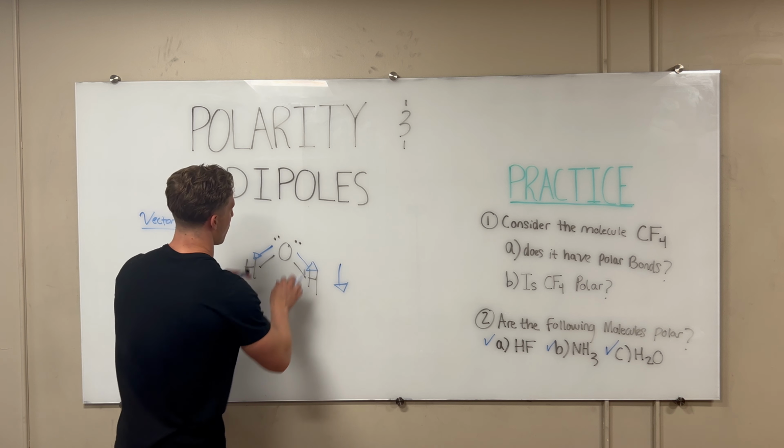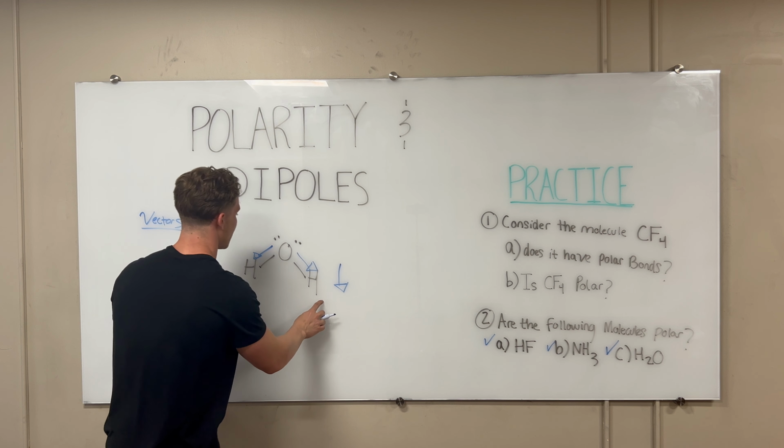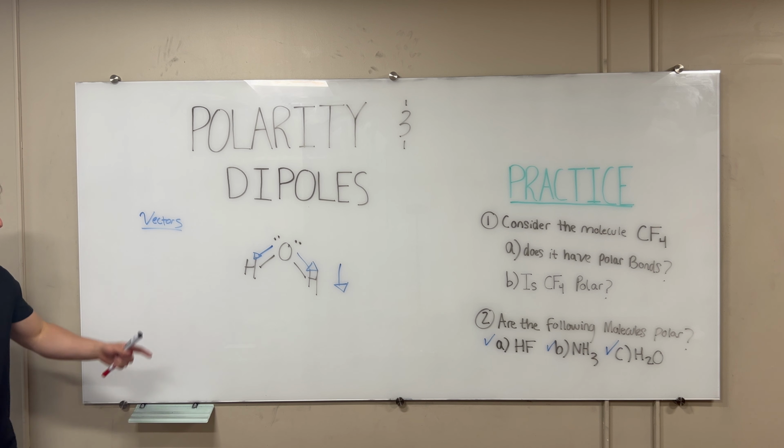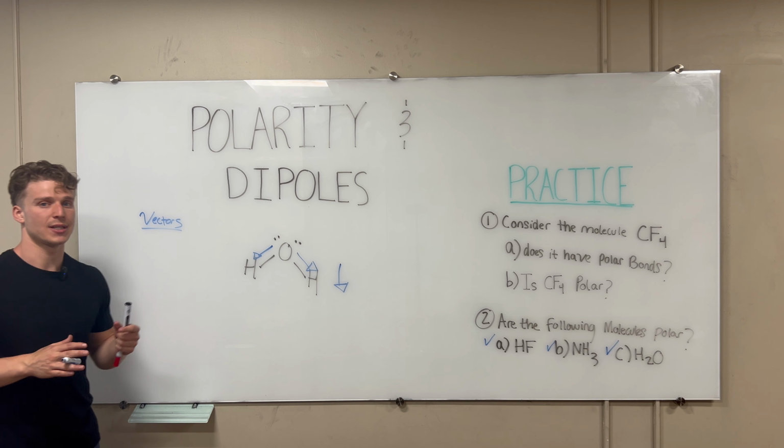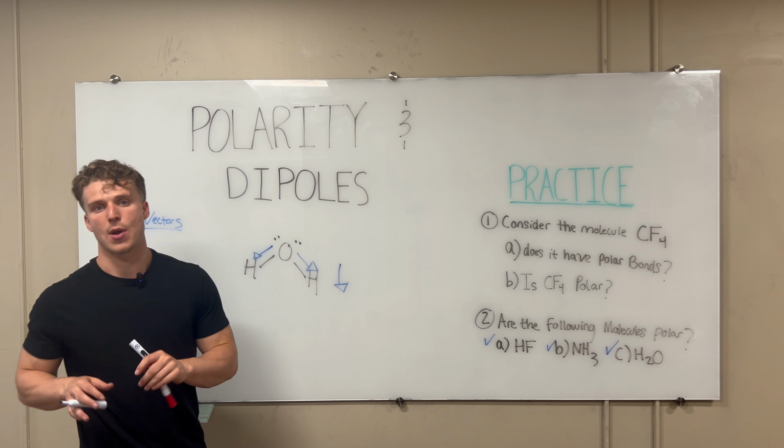So draw your Lewis structure, determine whether there's polar bonds due to that difference in electronegativity, draw out your dipoles from the more electronegative atom to the less electronegative atom. Make sure when you add them up as vector quantities, they don't cancel out. At that point, you can say you have a polar molecule.